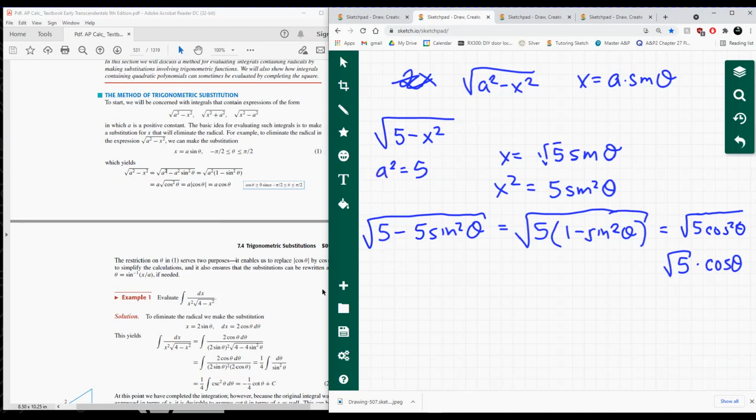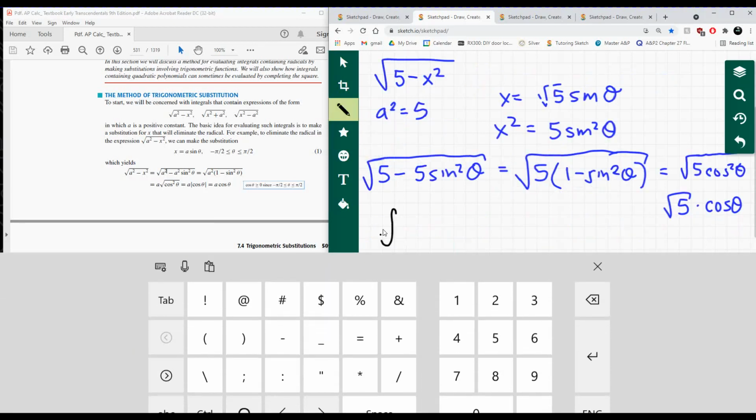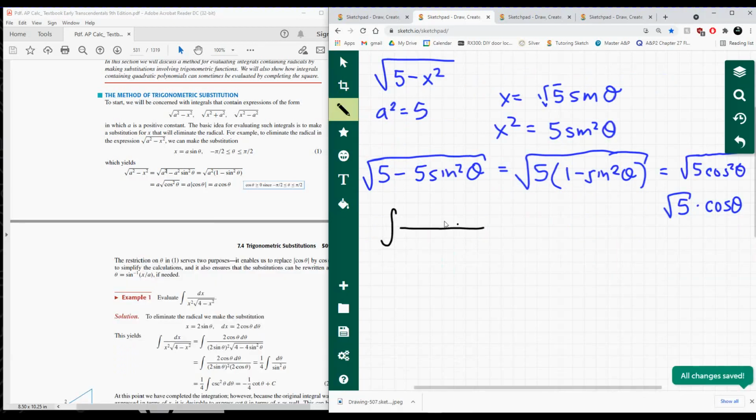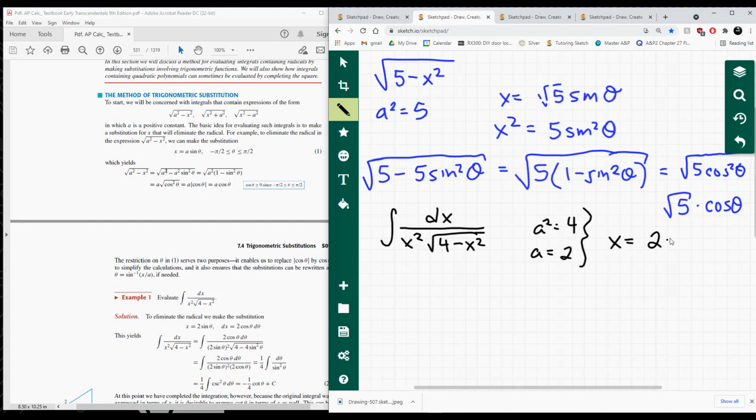So let's look at the example that we have in the book. The book provides us with an integral such that the integral of dx in the numerator, and in the denominator we have x squared square root of 4 minus x squared. And we see that the a squared term in this case is going to be 4, so a is going to be equal to 2. And what we'll do is we'll set x equal to 2 sine of theta. Therefore, x squared is going to be equal to 4 sine squared theta.